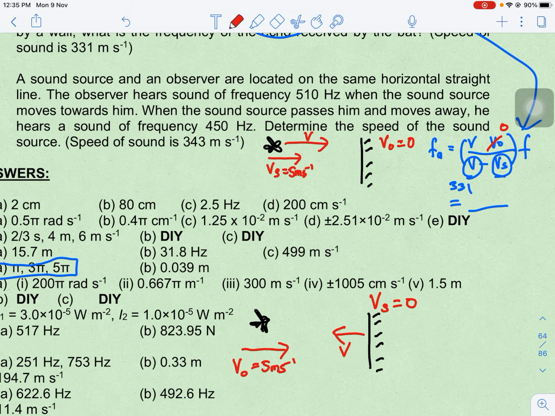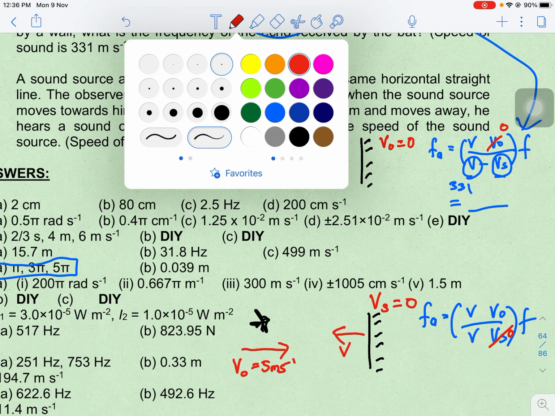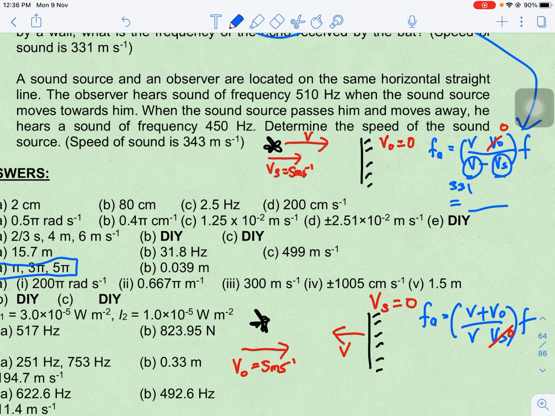So how are you going to use the equation? Use the Doppler effect equation again, with VO and VS. But this time the speed of the source is equal to 0, so it is zero here. We need to determine the sign here. We look at the direction of V, which is to the left, and the direction of the observer, which is to the right. So they are in opposite directions. As I've mentioned, if these two are in opposite directions, the sign must be plus.